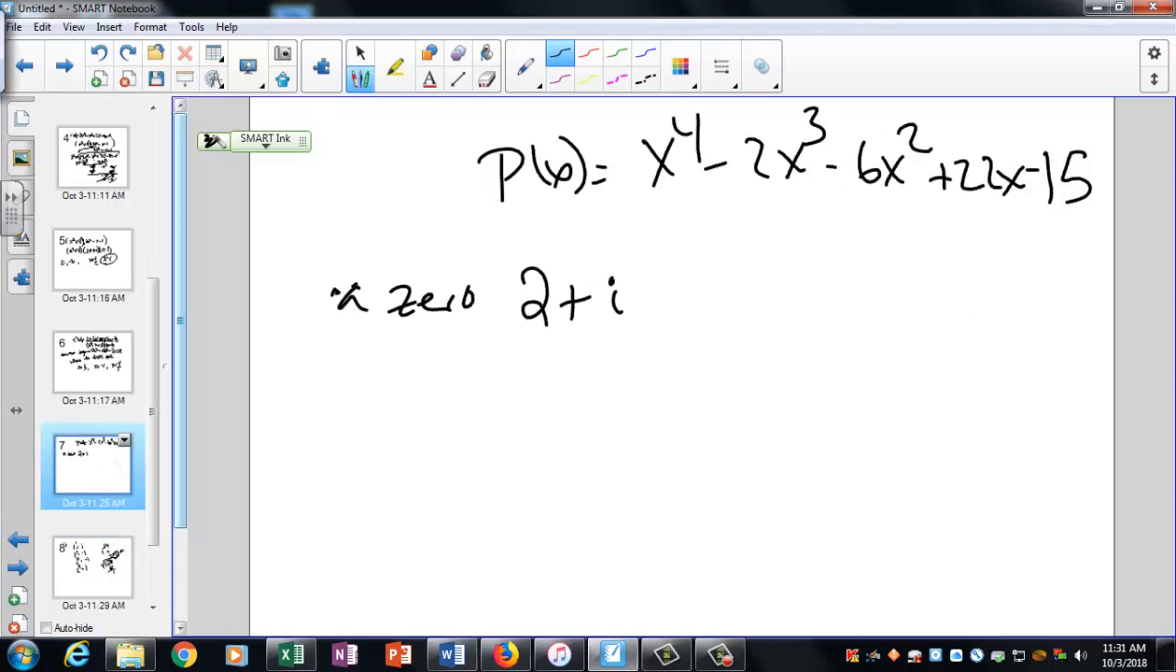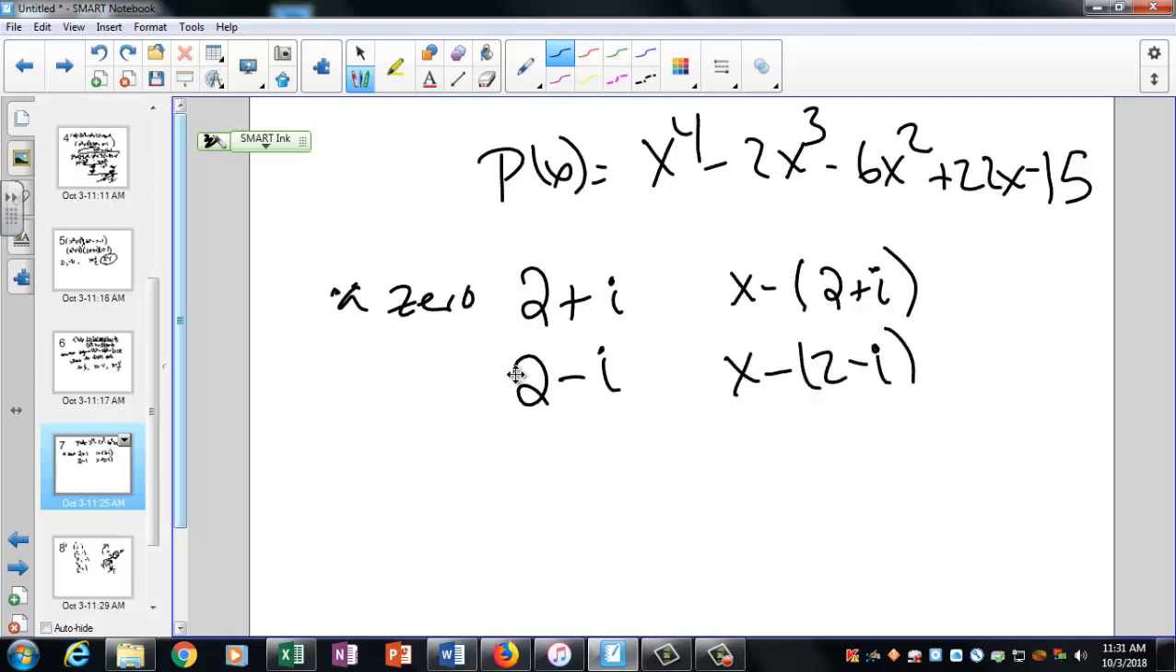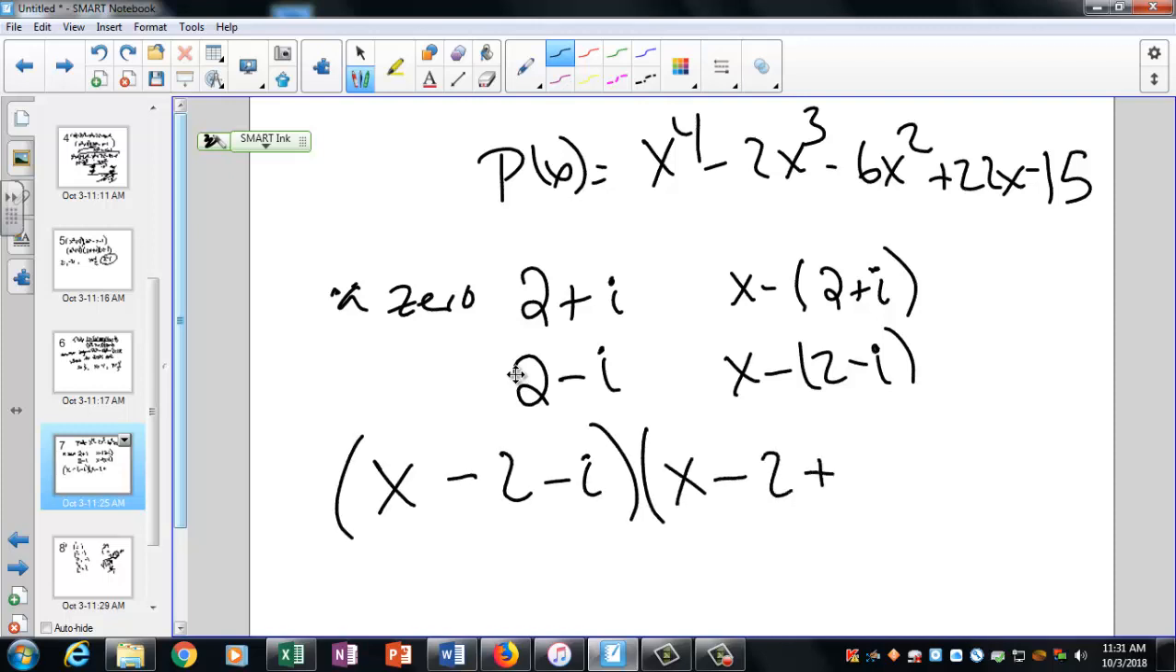Now, if we have 2 plus i as a 0, what other number do we know for sure has to be a 0? 2 minus i. So what do we know? What are the factors then? x minus this piece, x minus this piece, and x minus this piece. Do we all agree? Now, this becomes x minus 2 minus i times x minus 2 plus i. Do we agree?